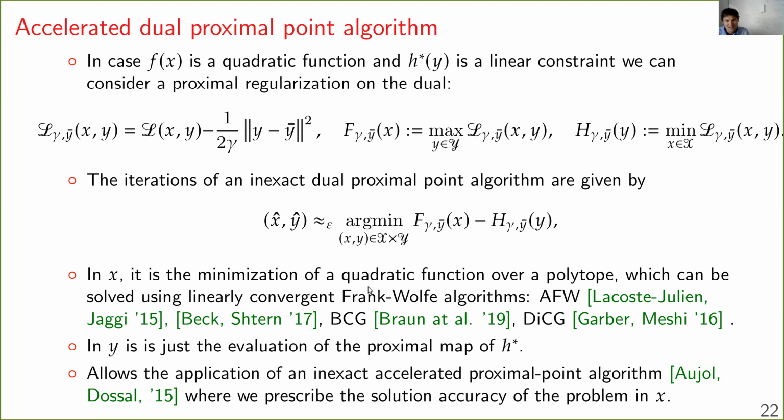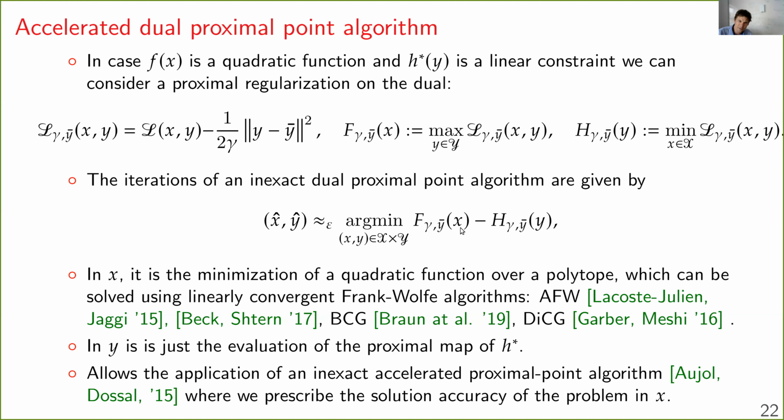And it turns out that there's a class of linearly convergent Frank-Wolfe algorithms, for example, Frank-Wolfe algorithm with away steps, or the blended conditional gradient method, or the decomposition-invariant conditional gradient method, that enjoy a linear convergence rate on such problems. For example, I would also like to highlight the method of Beck and Shtern. This gives a linear convergence rate even if the objective function is not strongly convex. You just need that it's a composition of a strongly convex function with a linear operator plus a linear term. And this is exactly what we have to solve in our problem.